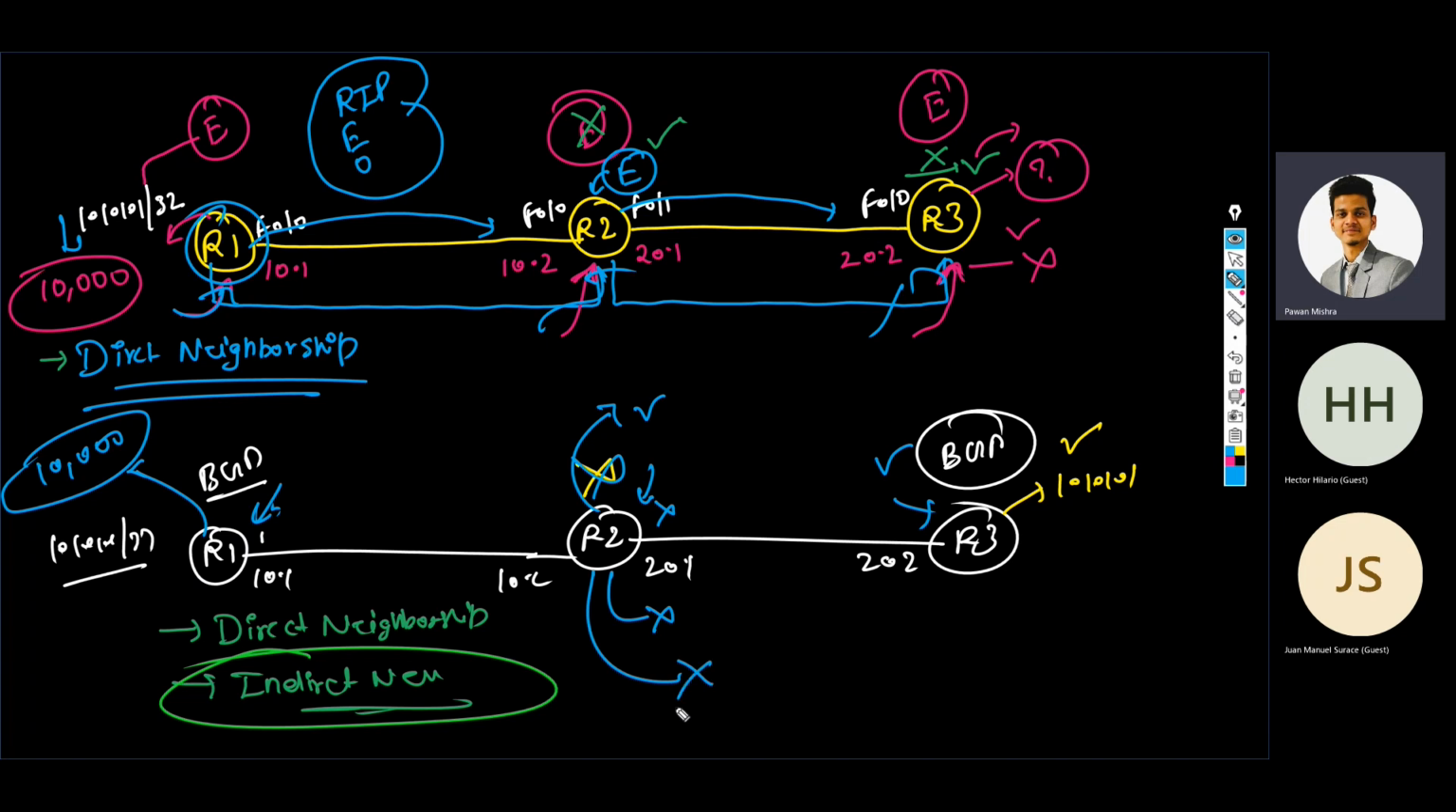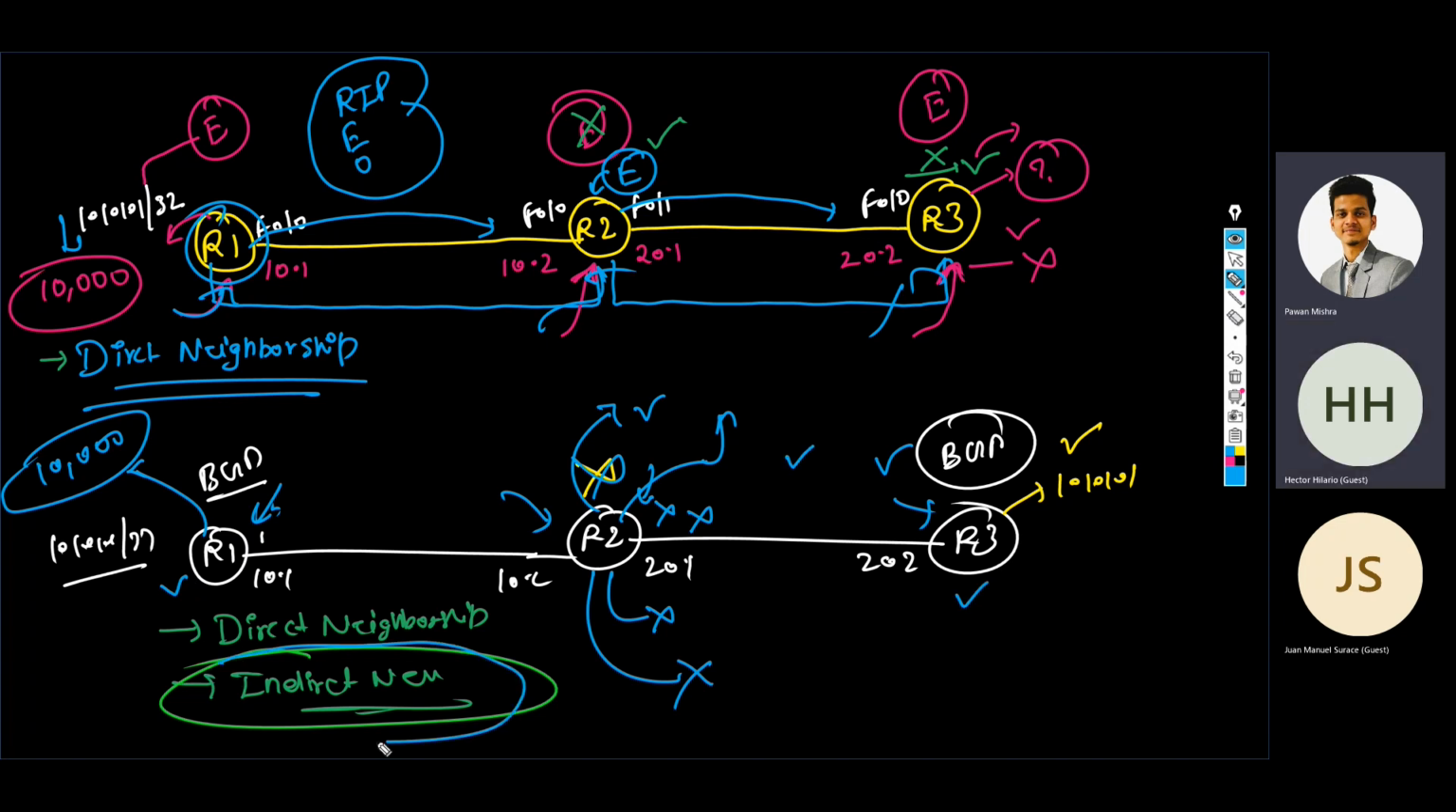No need for R2 to receive those 10,000 routes, because obviously when the R2 router receives 10,000 routes, the CPU utilization is higher. And I don't want to receive those routes. I only want to receive the route on the R2 router. So we can say this is a good thing, right? The indirect neighborship is a good thing actually, okay?